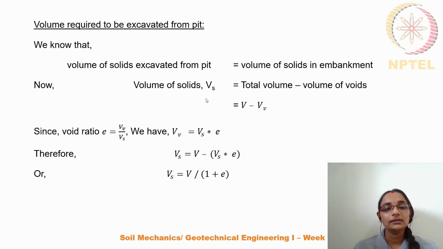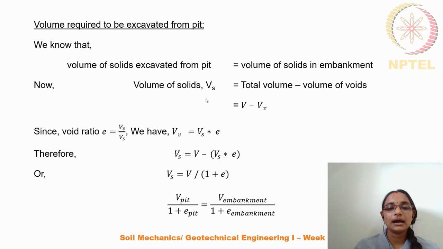And we know that this Vs is the same for the pit as well as the embankment. That means V embankment by 1 plus e embankment is equal to V pit by 1 plus e pit. The total volume excavated from the pit may not be the same as the total volume in the embankment because the void ratio may differ depending upon the compaction and other factors, but the volume of solids will remain constant.